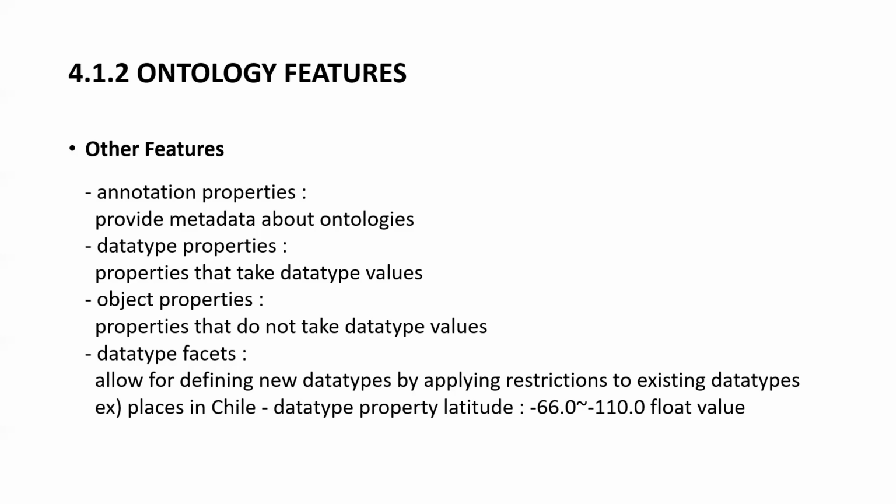Data type facets define new data types by applying restrictions to existing data types. For example, a location called Chile could create a new definition that should have a float between minus 66.0 and minus 110.0 as a value of the data type attribute latitude.